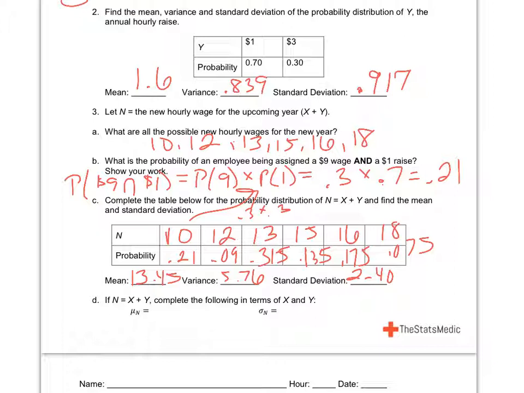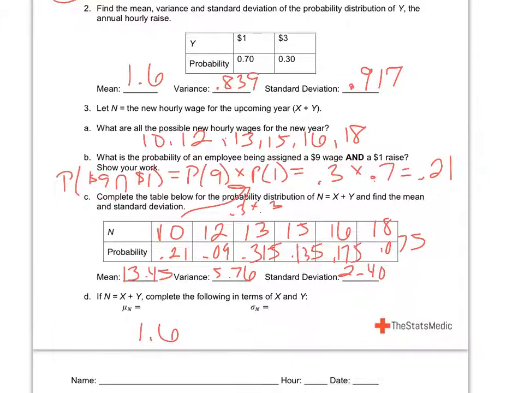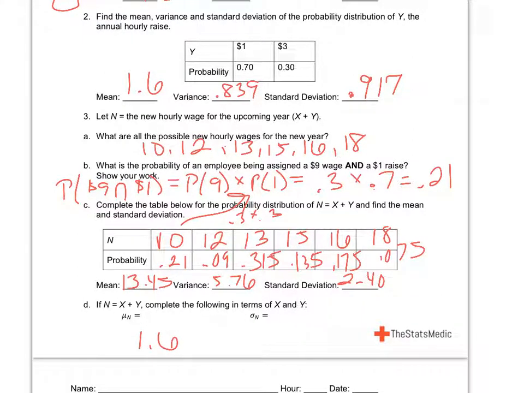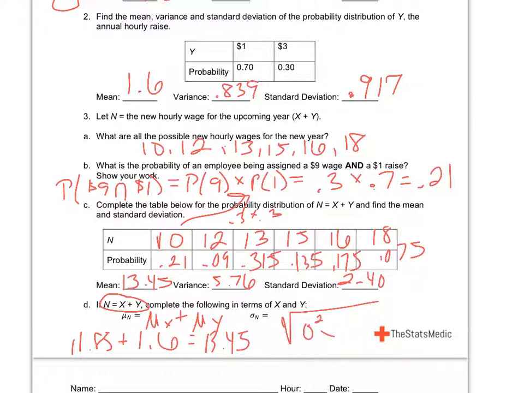So let's look at what we've got here. Our mean of Y was 1.6, and our mean of X was 11.85. When I add those two things together, I get 13.45. So the mean of N, which remember is found by X plus Y, is the mean of X plus the mean of Y. The standard deviation of N is the square root of the standard deviation of X squared plus the standard deviation of Y squared.